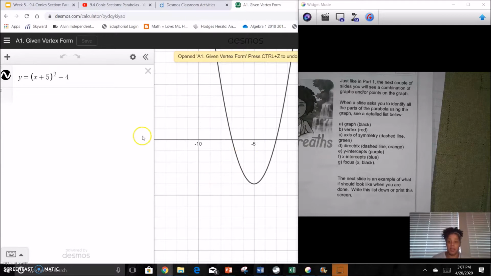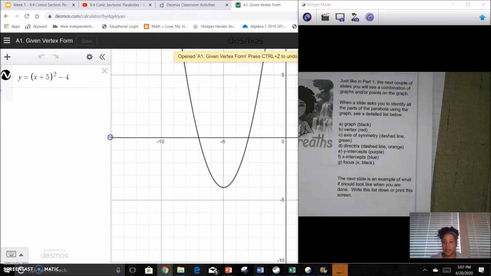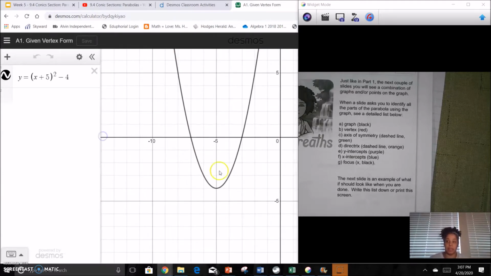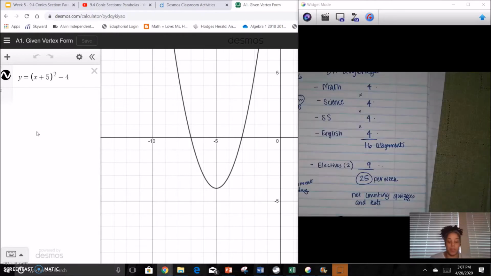Alright, so in the Desmos activity, the first problem that you're going to see is a problem that's given in vertex form. And then the instructions are to identify and label all the parts of the parabola. So going through that list I just showed you, the first thing on the list is to graph it, which is already done for you, okay, and to color it black.